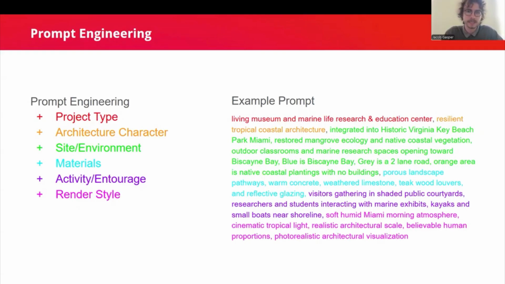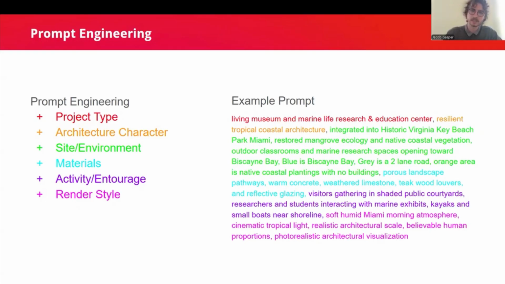And then after that, the site and environment. I think for doing site context, which is what we'll most be looking at today, this is probably the biggest or most important part of the prompt. Here you can see that I put in historic Virginia Key Beach Park in Miami, restored mangrove ecology, native coastal vegetation. So you can give it exactly where you want the context to be, and then describe what that site environment actually is and what you want to see.